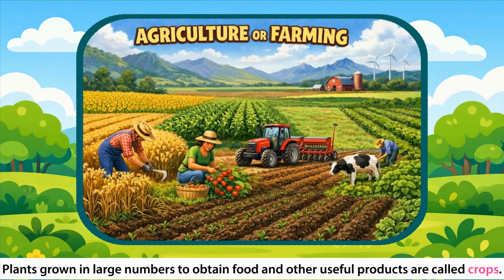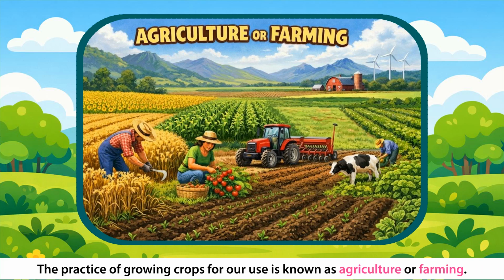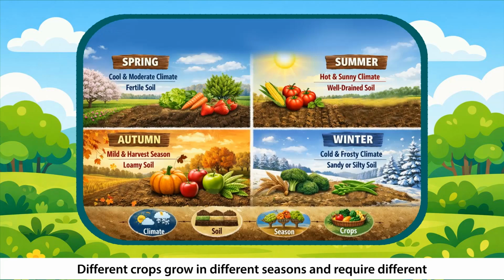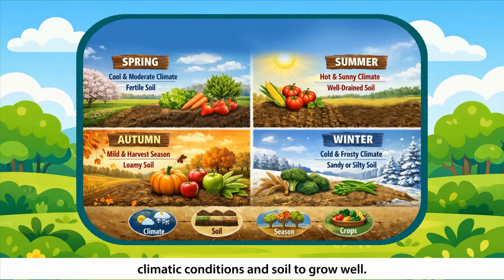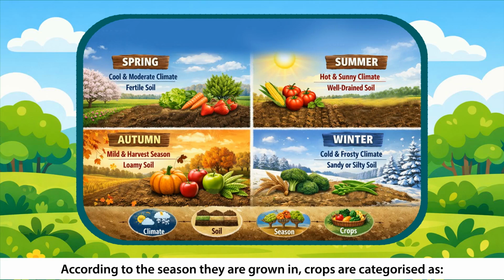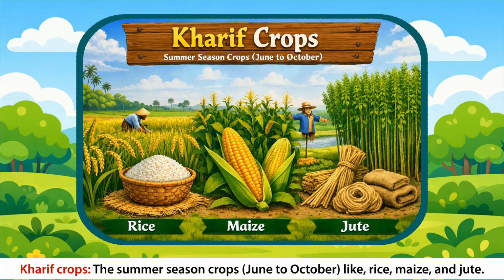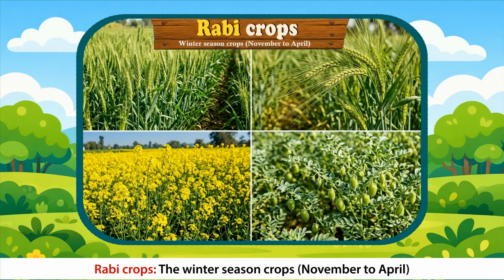Crops. Plants grown in large numbers to obtain food and other useful products are called crops. The practice of growing crops for our use is known as agriculture or farming. Different crops grow in different seasons and require different climatic conditions and soil to grow well. According to the season they are grown in, crops are categorized as Kharif crops, the summer season crops, June to October, like rice, maize and jute. Rabi crops, the winter season crops, November to April, like wheat, barley, mustard and gram.